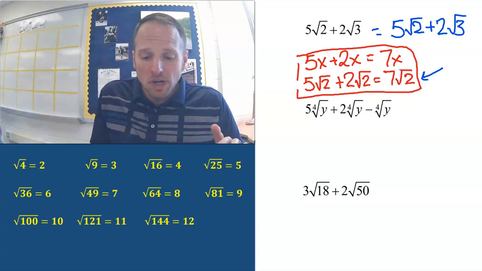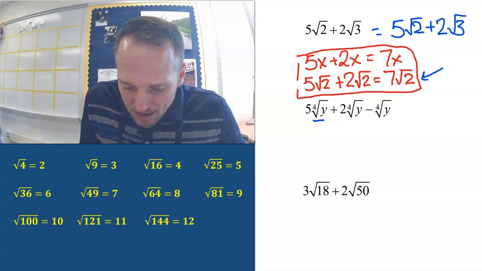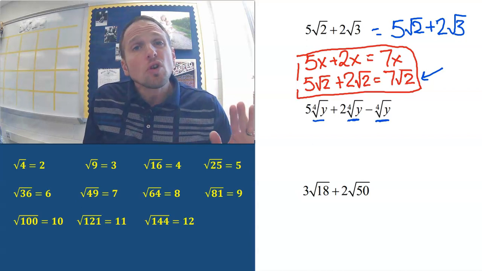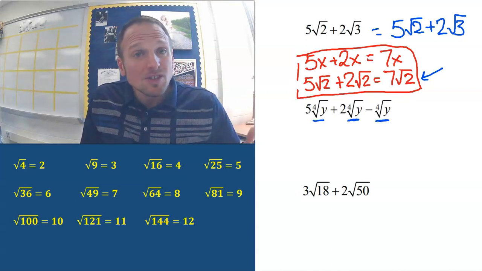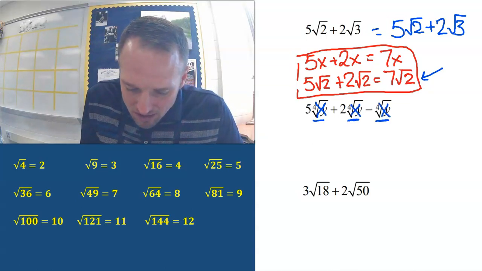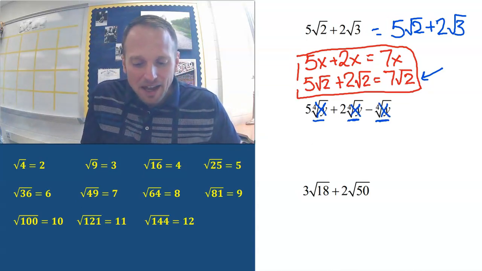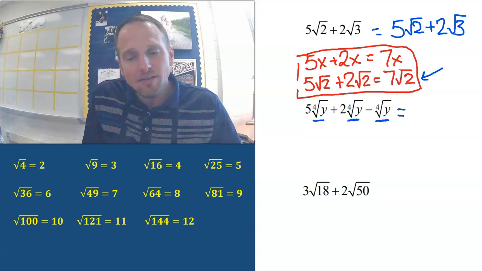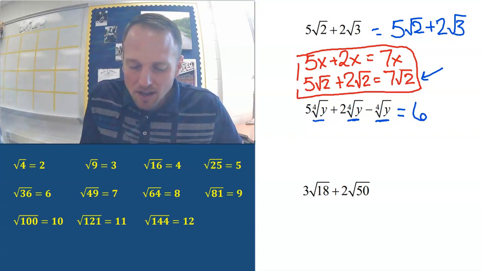This one looks really tricky, except that if you look at these, the fourth root of y, those are all the same. This is just like an x. You could think of this as an x. So if I have 5x plus 2x minus 1x, what's it going to be? 5 plus 2 is 7, minus 1 is 6. And I was saying x, but really we know that that x is just the fourth root of y.